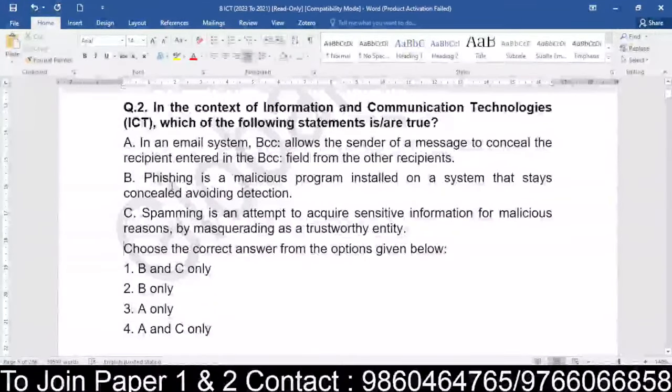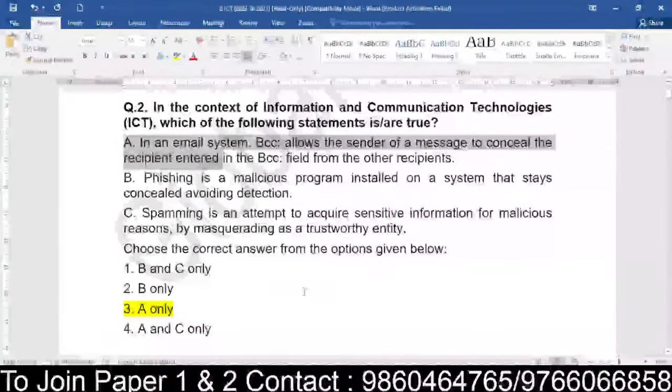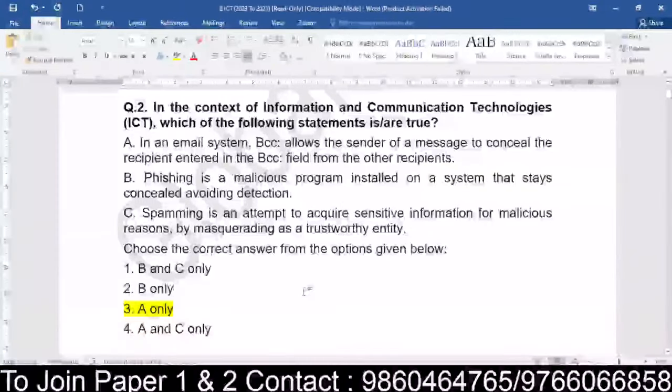If you look at question number 2, option number 3, that is C, stands for what? Only the first statement is correct, that is, in an email system, BCC allows the sender of a message to conceal the recipient entered in the BCC field from the other recipients. Phishing and spamming do not only have this function or role, it is more than that. So those statements stand to be false, right?